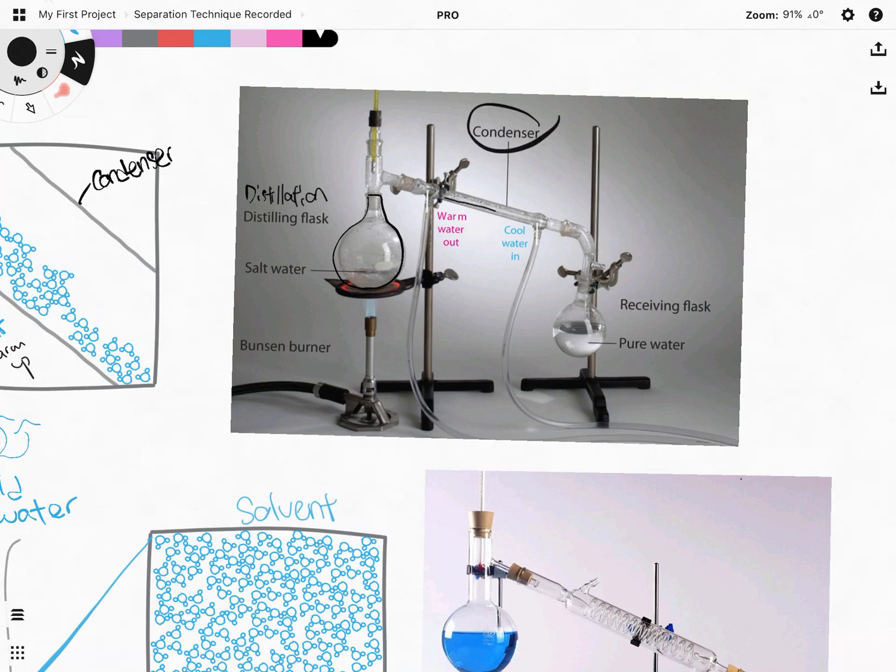Can you see that on the inside there's the inner glass tube that's running through? This is where the water vapor will collect. And then there's this outer glass tube, right? And this is where cold water goes in to fill up the outer glass tube, and warm water will come out from the top. Here we have a receiving flask, or you could put a beaker at the end if you want to.